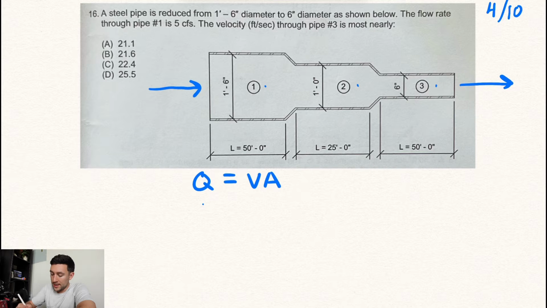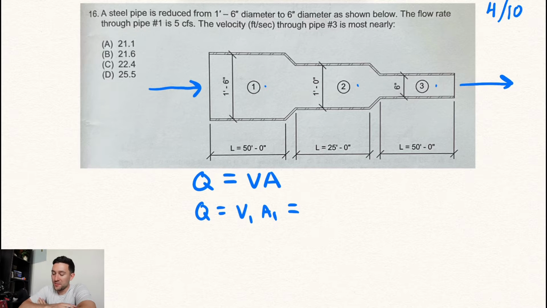So what we should know by now is that Q1 equals V1A1, which also equals V2A2 and also equals V3A3.